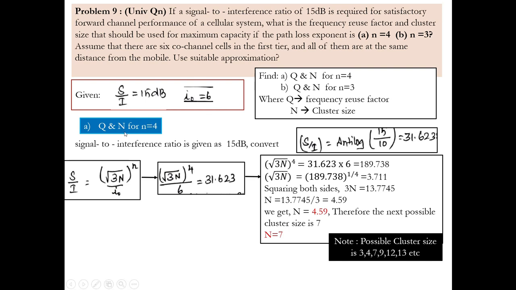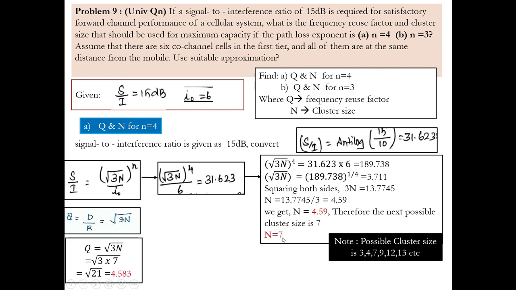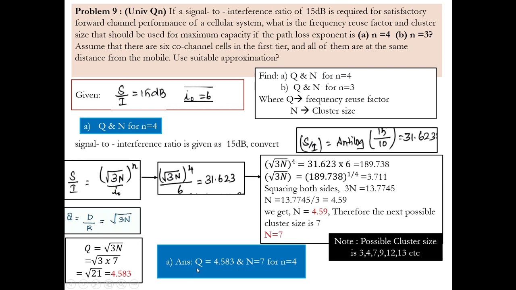Next, let us find out Q. Q is the frequency reuse factor, which is given by square root of 3N. In the previous step, we found the N value of 7. Substituting here and solving, we get the Q value as 4.583. So for this particular question, the frequency reuse factor is 4.583 and the cluster size N is equal to 7 when the path loss exponent is 4, in order to obtain a satisfactory performance.